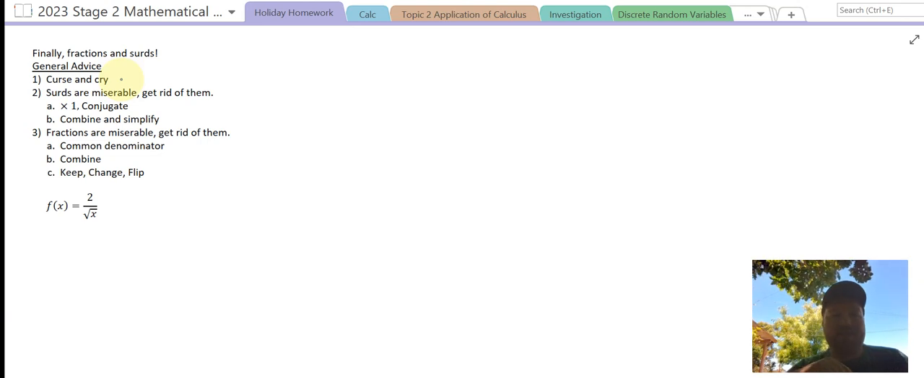Then after that, we're going to get rid of the surds. So multiply by a conjugate to get rid of them. After that, we get rid of the fraction. After that, we cancel out the h and let the remaining h's go to 0, and we'll get our answer.